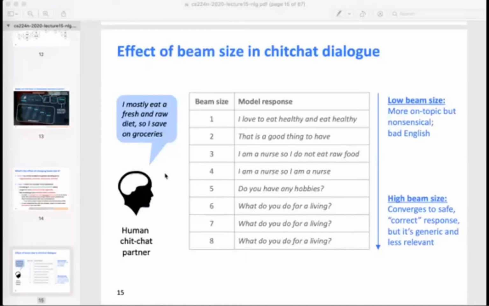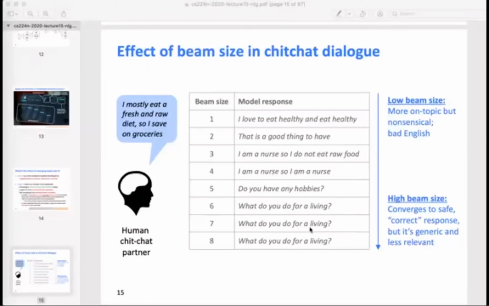That's a good chit-chat dialogue to initiate. And then when you look at the beam size equals 1, the model would respond, "I love to eat healthy and eat healthy." That doesn't really make sense, but that's actually quite relevant to what the human previously said. So it's more on topic, but it doesn't seem to be very humane, and it's really bad English. And when you increase the beam size, let's look at some of the examples here. So the machine would respond, "What do you do for a living?" It's a really correct response, right?